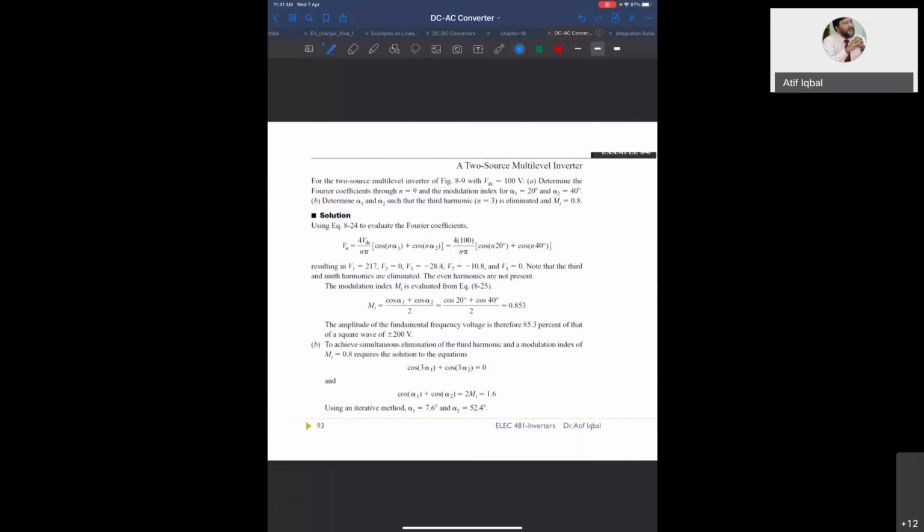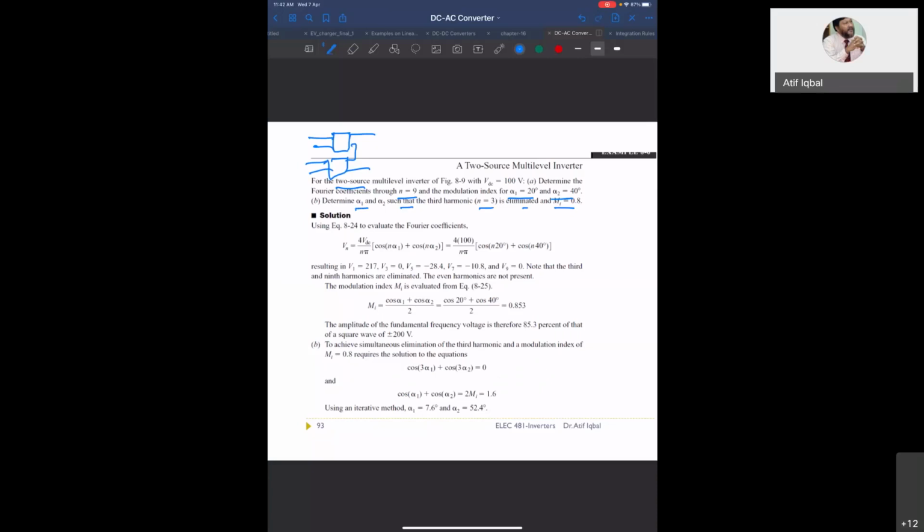Now, an example on this. For the two source multi-level inverter, which means two modules cascaded, a 5-level inverter with VDC equal to 100 volts. Determine the Fourier coefficients for alpha 1 equal to 20 degrees and alpha 2 equal to 40 degrees. Then determine alpha 1 and alpha 2 such that the third harmonic is eliminated and the modulation index is 0.8. So Vn is 4 VDC over n pi, cos n alpha 1 plus cos n alpha 2. So 4 into VDC over n pi, cos n 20 degrees plus cos n 40 degrees.